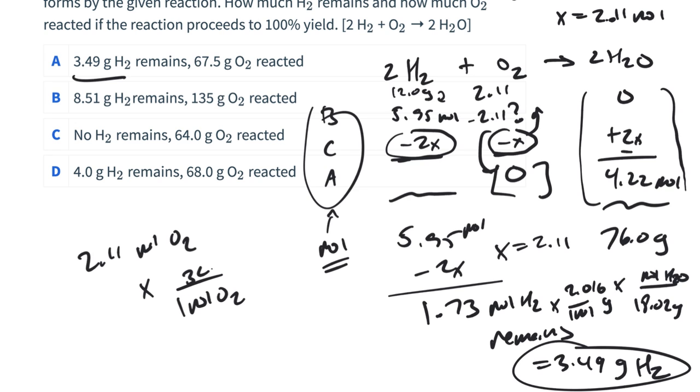That's 32 grams per mole. So 2.11 times 32.00, 67.5 grams.